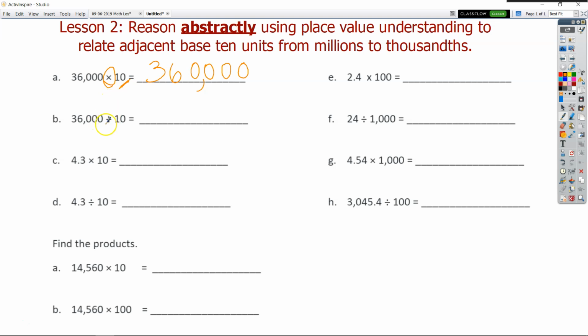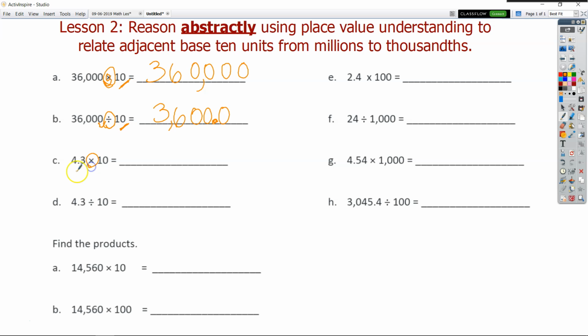And instead of increasing, because we're dividing, this number is going to decrease by one place value. So instead of being 36,000, the number is going to be 3,600. We notice that the decimal appears to have moved over one place here, and it appears to have moved over one place here. We're not moving the decimal, the entire number is moving, which appears to make the decimal move.